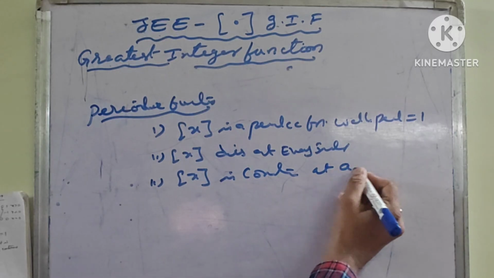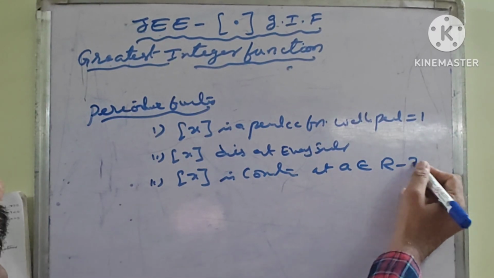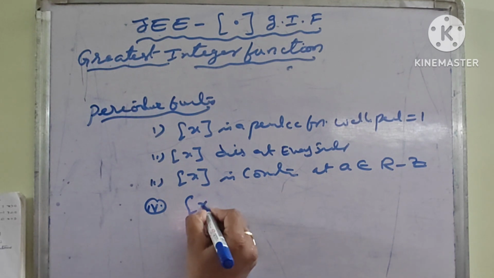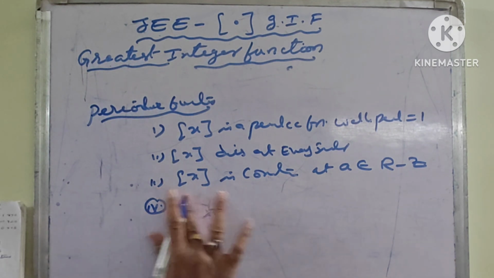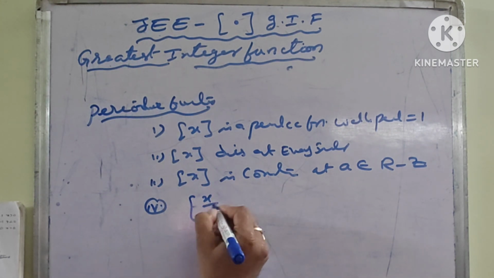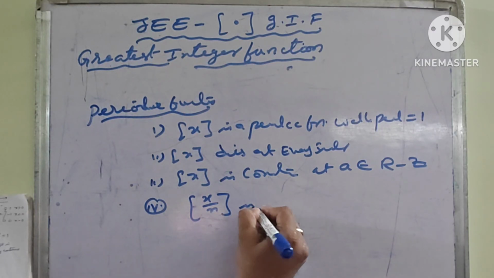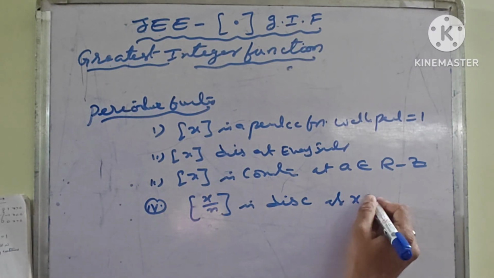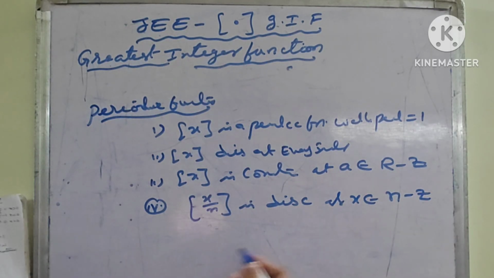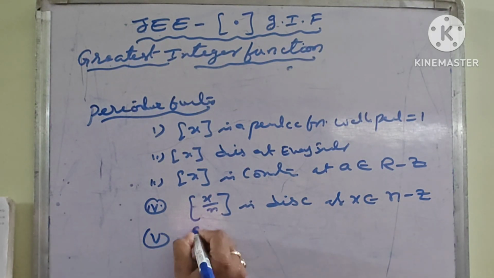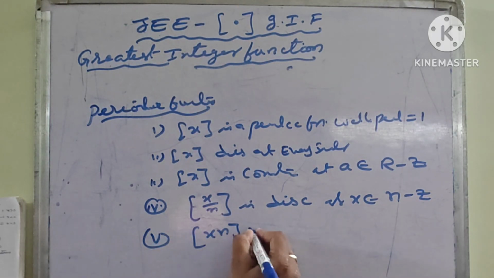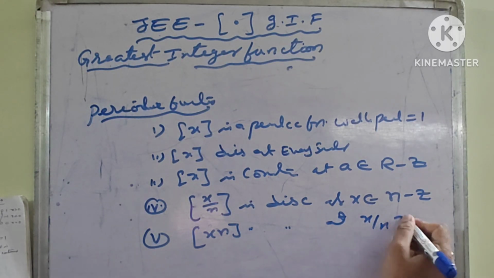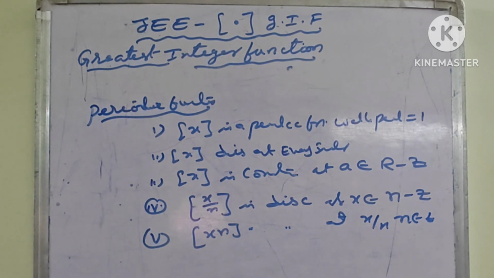at a belongs to R minus Z. Fourth, the integral part of x by n is discontinuous at x belongs to nZ. Fifth, the integral part of nx is discontinuous at x by n, n belongs to Z.